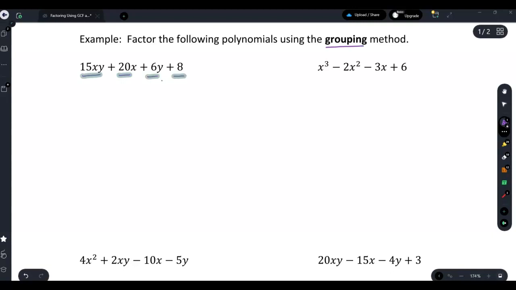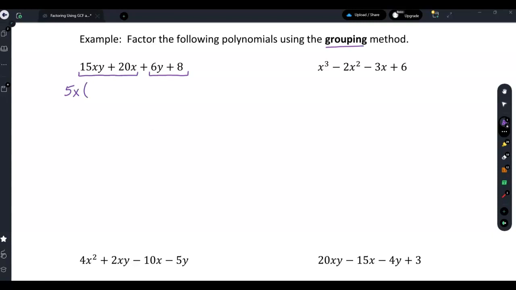The way that the grouping method works is it says, okay, there's not a GCF in all 4. Can I group my first 2 together, and group my second 2 terms together, and look for a GCF in each group? If I just focus on that first group, 15xy plus 20x, on those 2 there is a GCF. The GCF there would be 5x. And so I'm going to go ahead and factor the 5x out of that first group.